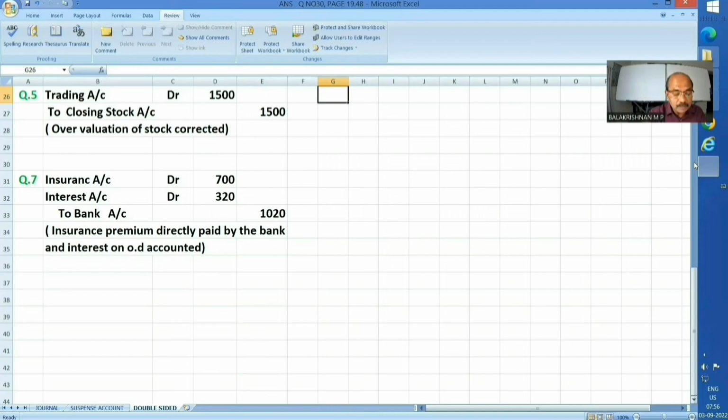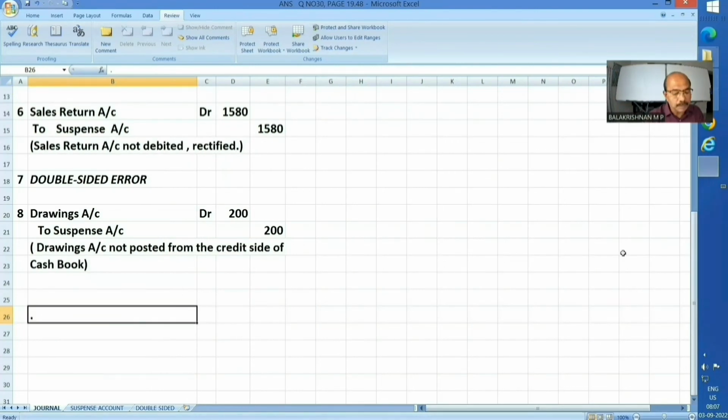Now that 1,500 amount is excessively shown in the closing stock, what we have shown includes 1,500 excess. So reverse it to that extent. Trading account debtor 1,500 to closing stock 1,500. Overvaluation of stock corrected. Next one.